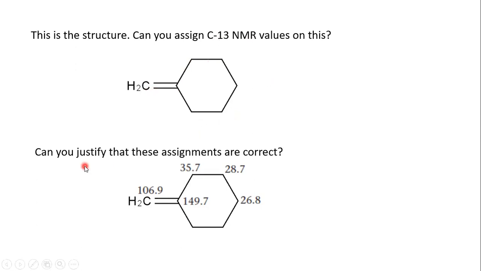Can you justify that these assignments are correct? I have done these assignments for you, and I want you to justify them. That is, have I assigned these values to these carbons correctly or not?